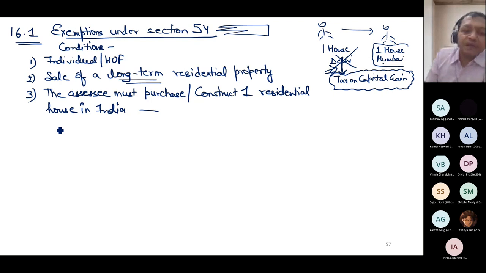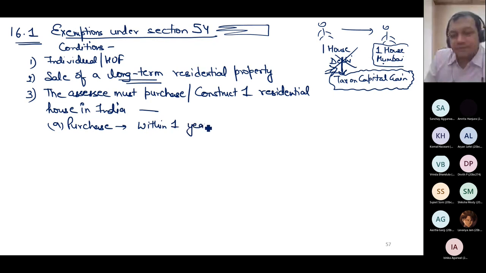But the limits are what? If I want to purchase, I should purchase the house within 1 year before or within 2 years after.